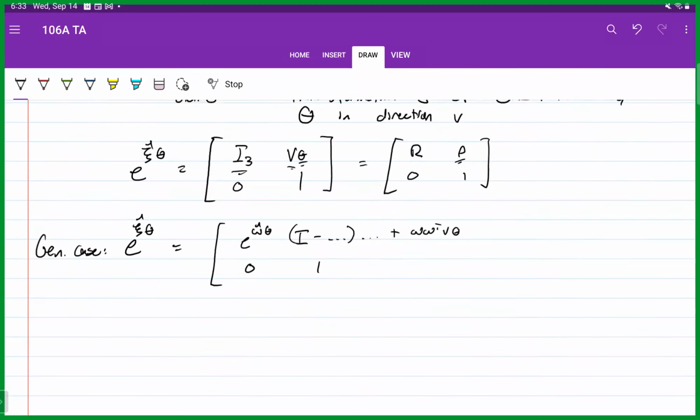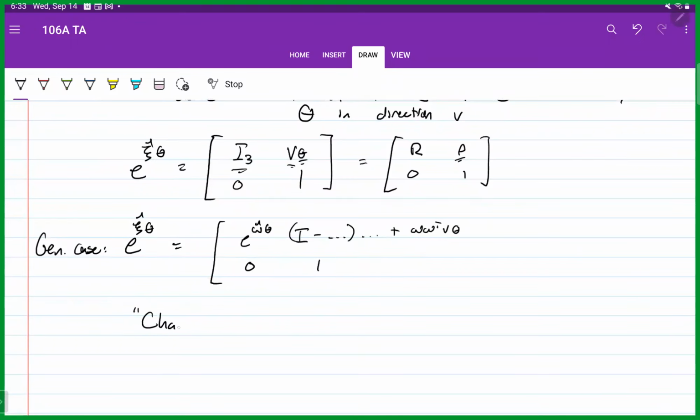That's called Chasles' theorem. That's how we do the satellite problem. For the satellite problem, you could just use the pure rotational case.